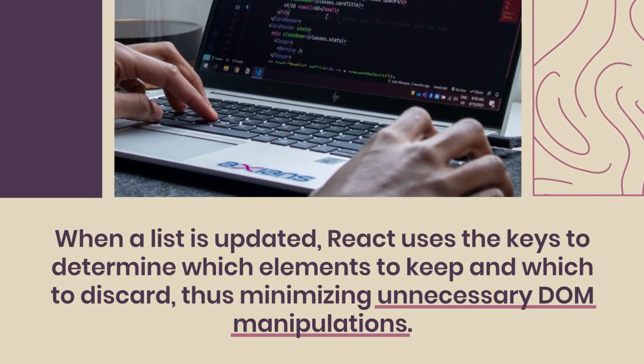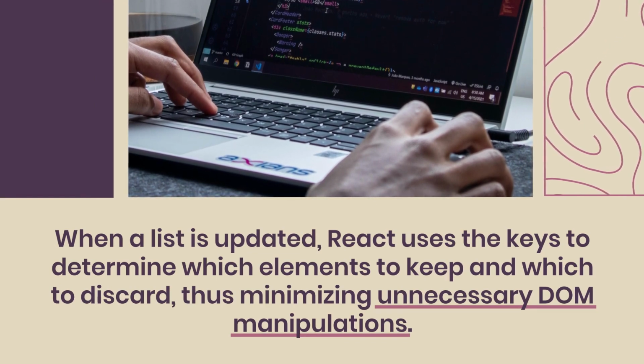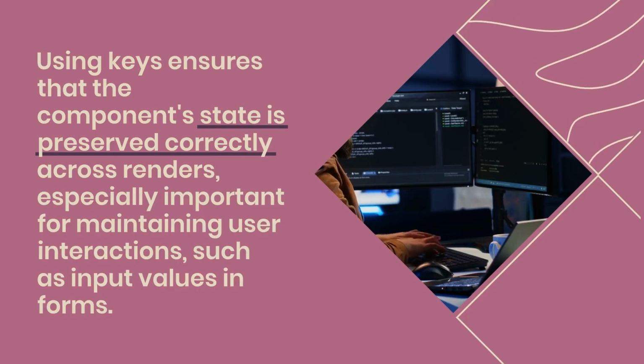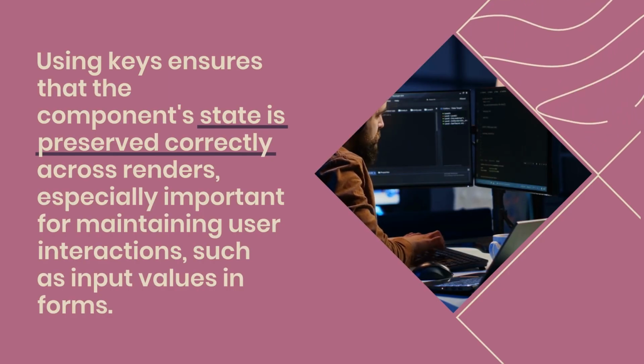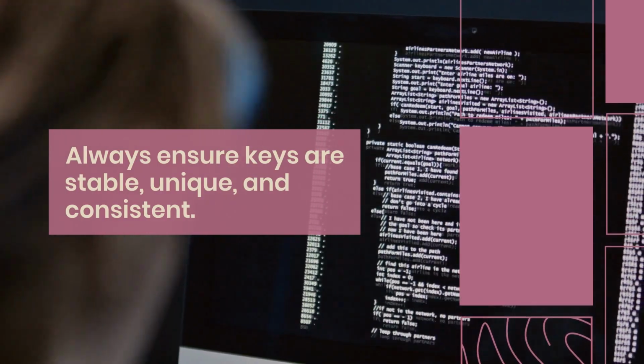When a list is updated, React uses the keys to determine which elements to keep and which to discard, thus minimizing unnecessary DOM manipulations. Using keys ensures that the component state is preserved correctly across renders, especially important for maintaining user interactions, such as input values in forms. Always ensure keys are stable, unique, and consistent.